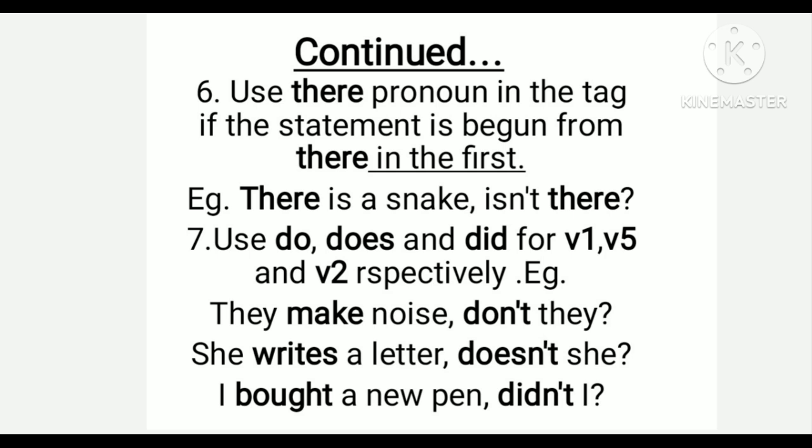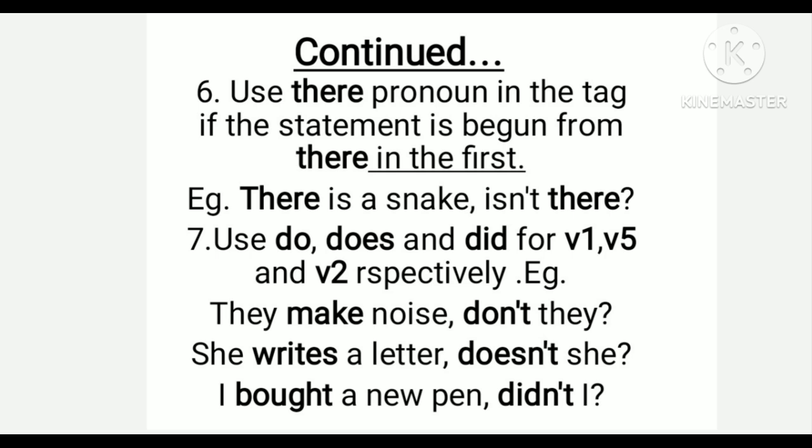Next rule, use do, does and did for verb 1, verb 5 and verb 2 respectively. It means do for verb 1: a plural subject takes the verb 1 and the do form. Similarly, a singular subject takes does and the verb 5 form of the verb. And lastly, there is did. Did is used with the verb 2 form, and a singular or plural subject can use the did form as a past form.